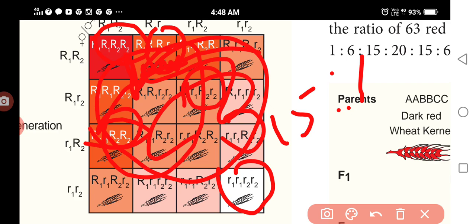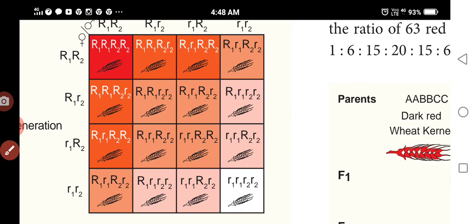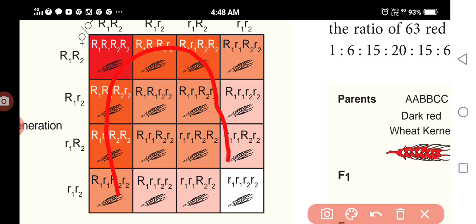Wherever capital R is present, a red kernel will come. But it will be differentiated as dark, medium or light. The number of each phenotype is denoted, and it is concluded that a bell shaped curve will be formed.